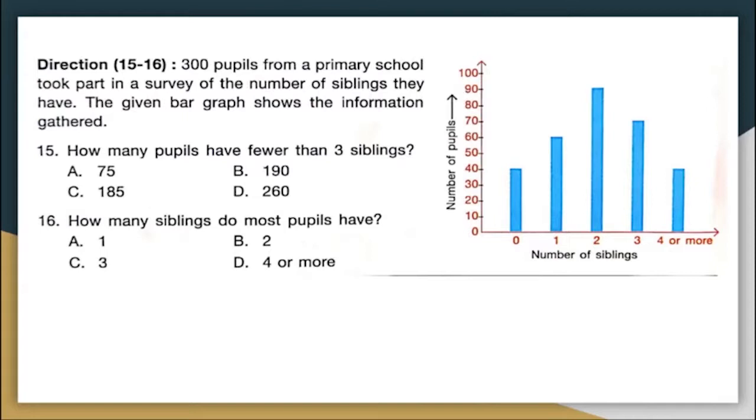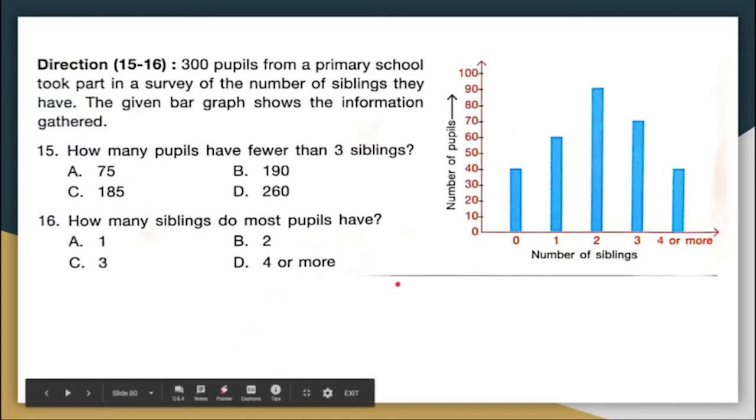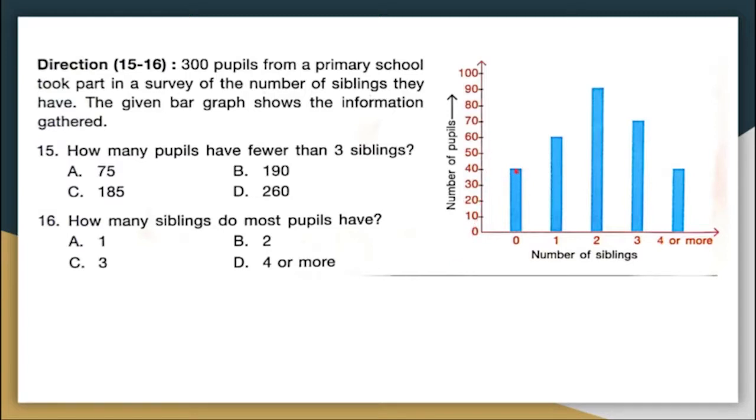300 pupils from a primary school took part in a survey of the number of siblings they have. The given bar graph shows the information gathered. Based on this graph, this is called a bar graph, because rectangular bars are used to represent information. Based on this bar graph, you have to find the answers to the questions.